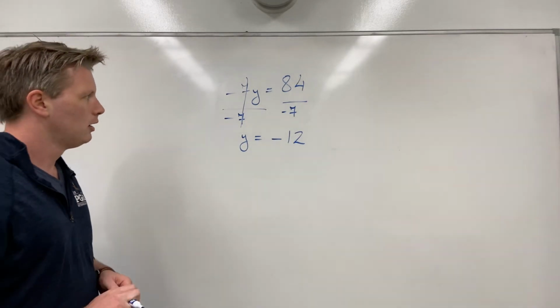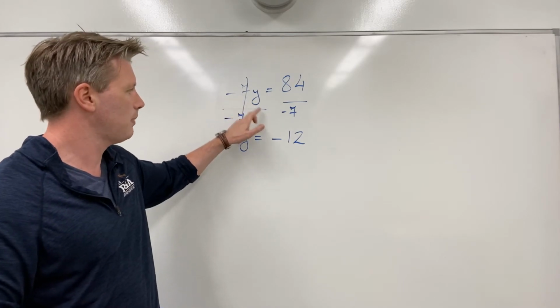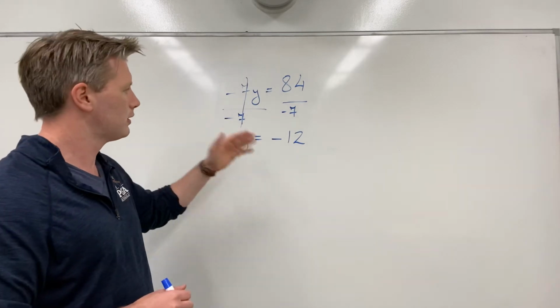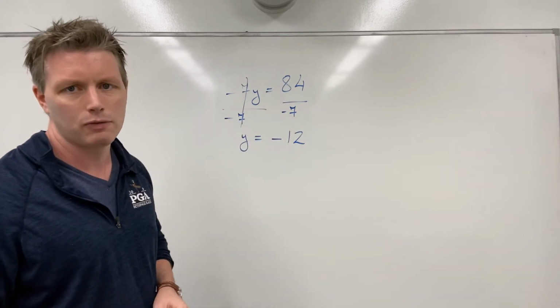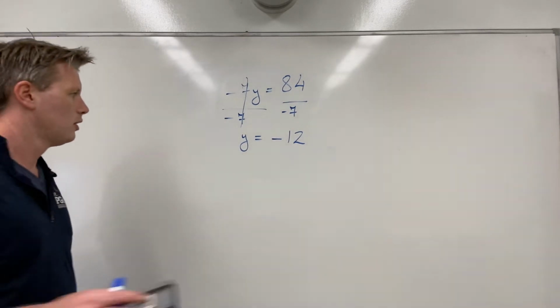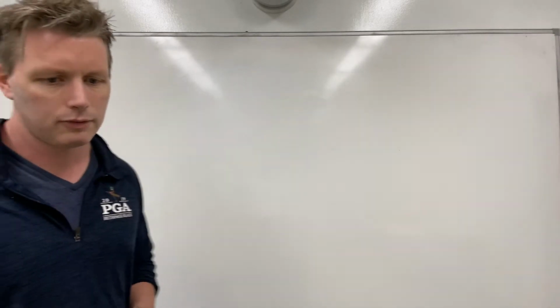All right. Again, you could plug that back in here. You would get minus 7 times minus 12. Minus times minus is a plus. 7 times 12 is 84. And so we had 84 equals 84. I think you can verify that for yourself. All right, let me give you a problem that you can now tackle yourselves.